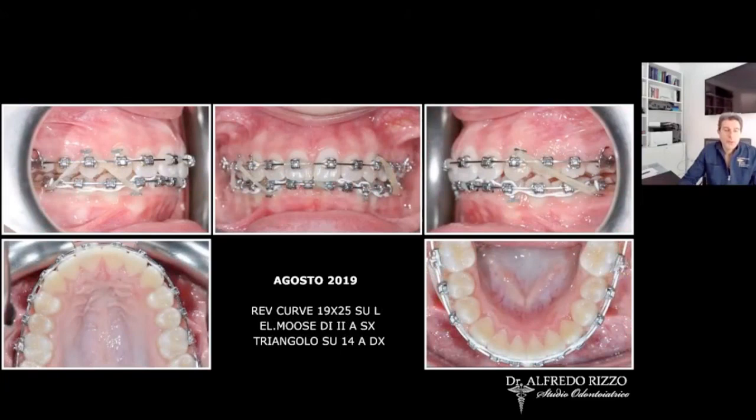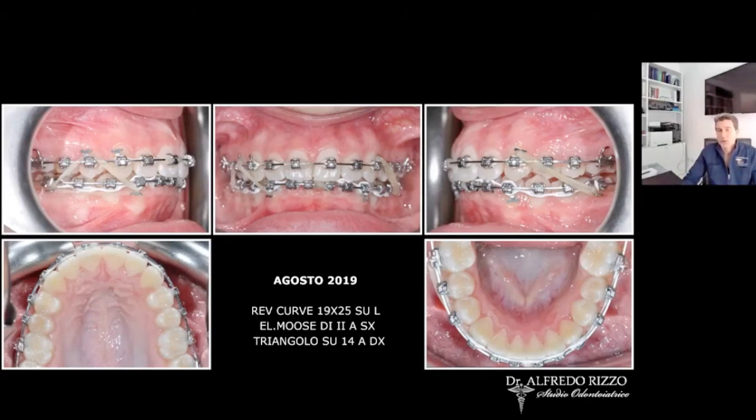In August, we have used a reverse curve wire 19/25 in the lower in order to flatten the Spee curve, which is still quite pronounced, but the patient has been warned that she must follow her appointment protocol because I need to thoroughly control everything that happens. I need to see her every month and a half in order to see how this wire works.